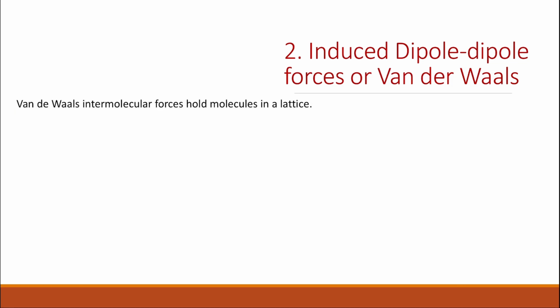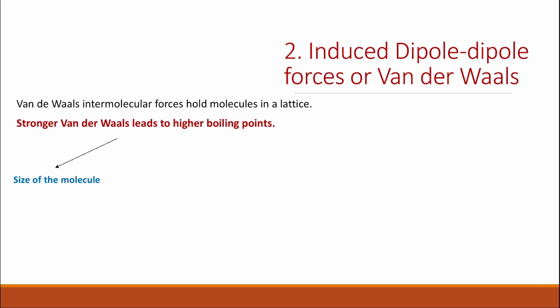Van der Waals intermolecular forces will hold molecules in a lattice, as we can see in iodine molecules, for example. Stronger van der Waals forces of attraction will lead to higher boiling points. So where can we see stronger van der Waals forces of attraction? We can see that under the effect of the size of the molecule or also the shape of the molecules.